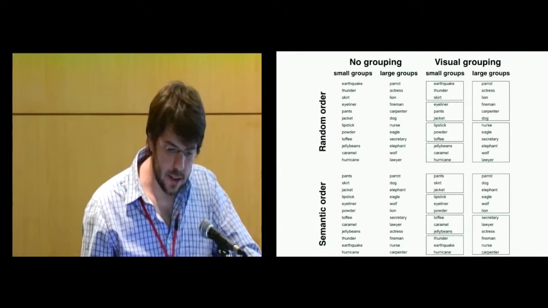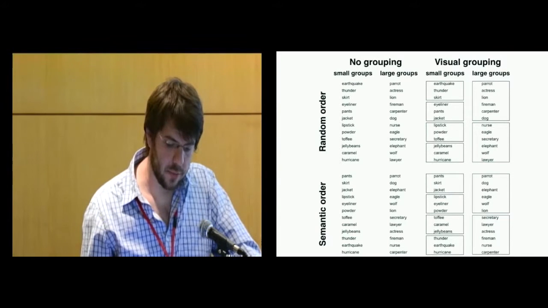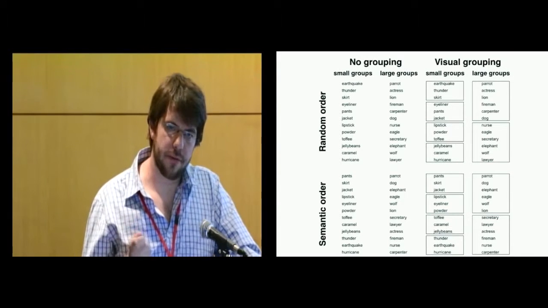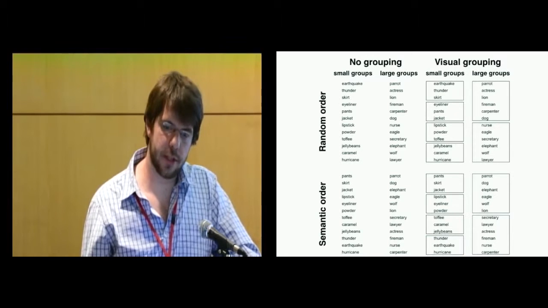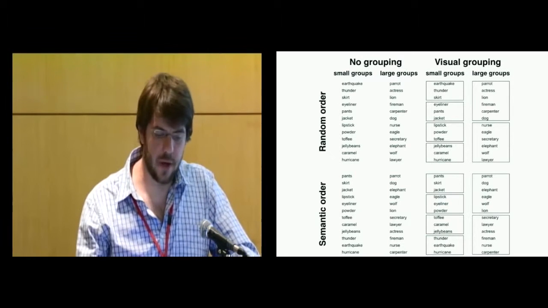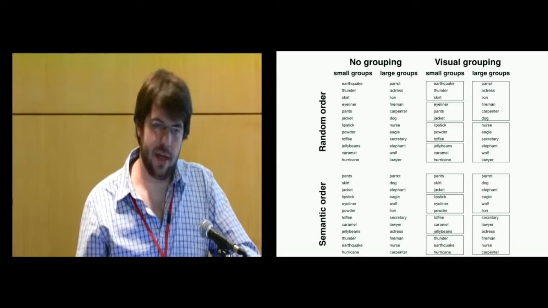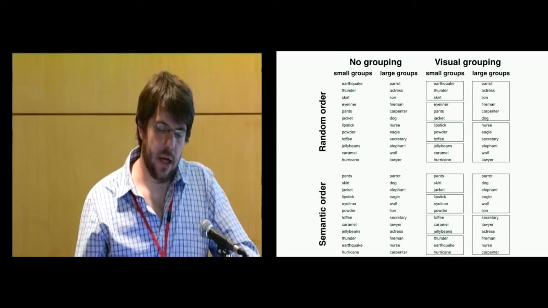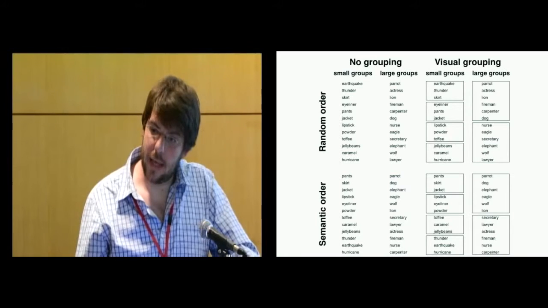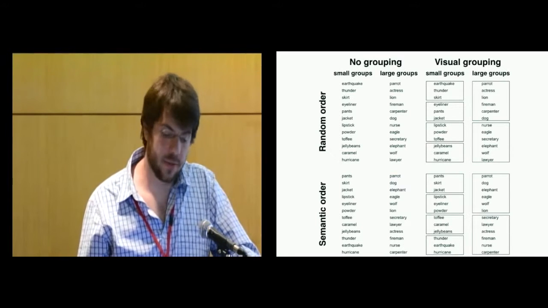So here's a visual representation of our design. We're going to get people to do what we refer to as known item menu selections. I would ask you to find a particular item here, say eyeliner, and you would look for that label in the menu and then select it with the mouse.